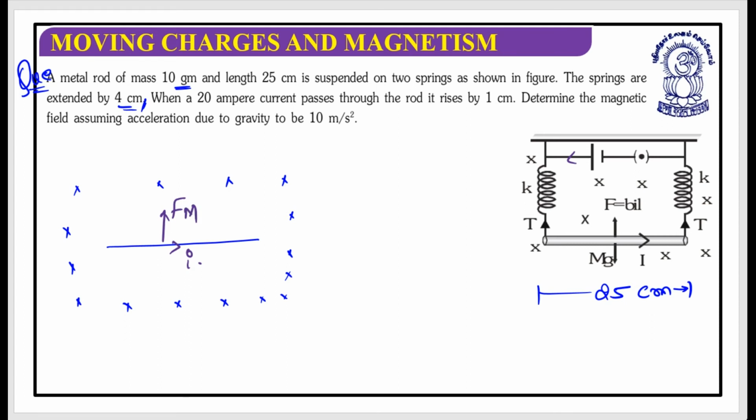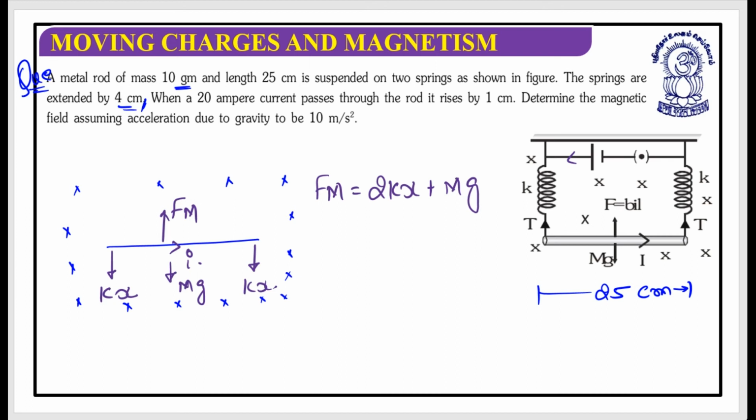When the current passes through the rod, it rises by 1 centimeter. If it has been compressed due to this Fm, then I must apply Kx, a spring force in this direction. This is Kx, this is Kx. One more thing, this would be the mg. So for the equilibrium, this Fm should be equal to 2kx plus mg.